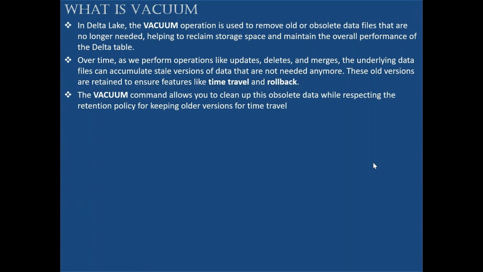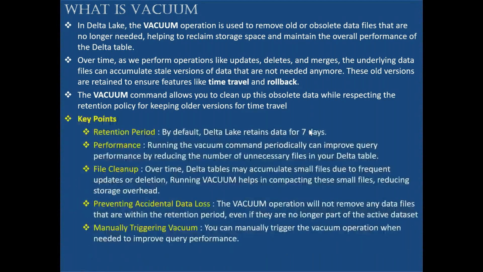But sometimes you have run a lot of updates, deletions, merges, and now you want to clean up the storage by manually executing. In such cases also you can do it. The vacuum command allows you to clean up this obsolete data while respecting the retention policy for keeping older versions for time travel. Last 7 days it will keep, but older than that it will clean up. The key points are: retention period, the vacuum by default maintains 7 days. Performance: if you remove unused, unnecessary files, performance automatically improves.